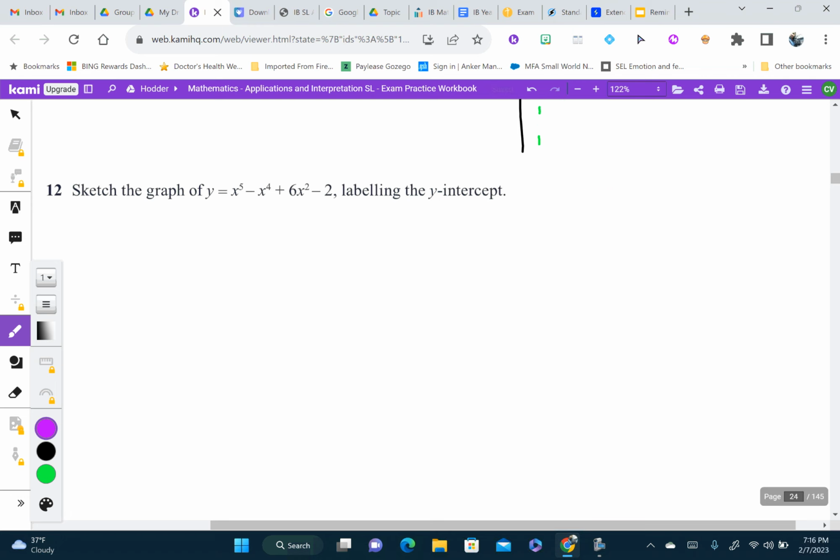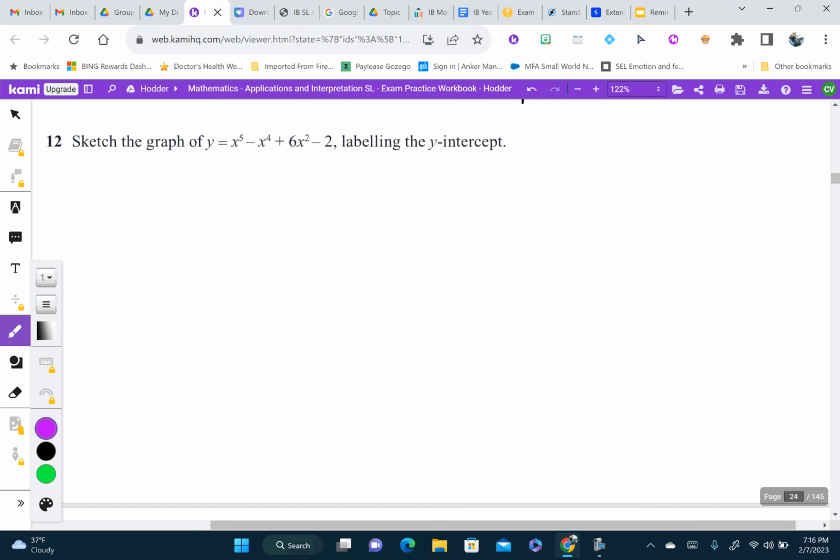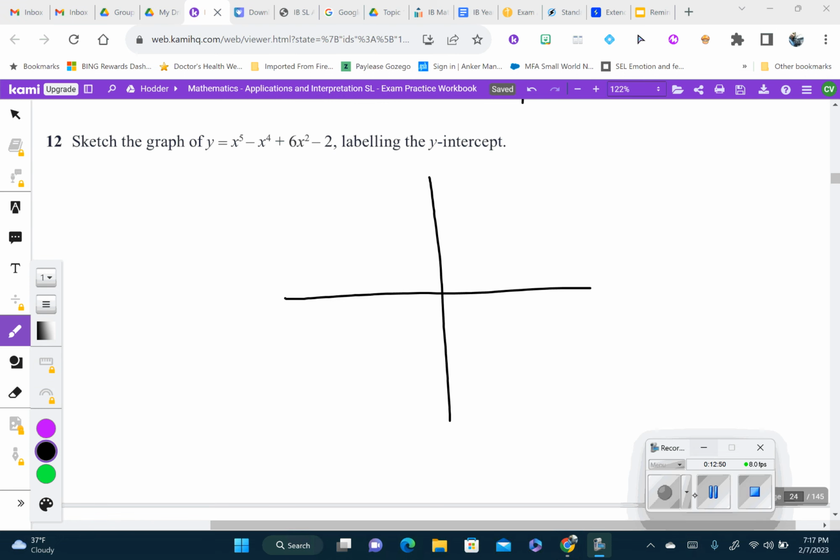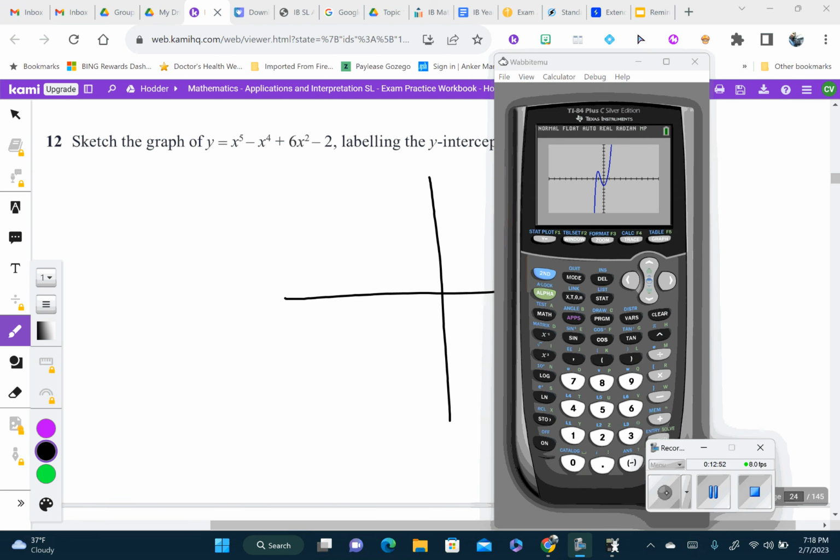Sketch the graph of the function, labeling the y-intercept. So first thing you want to do is make your x and y, and again, this is a sketch, and you can use your graphing calculator to help you. So you can and should just go ahead and sketch this graph right here as best as you can. It is a sketch, it doesn't say graph.